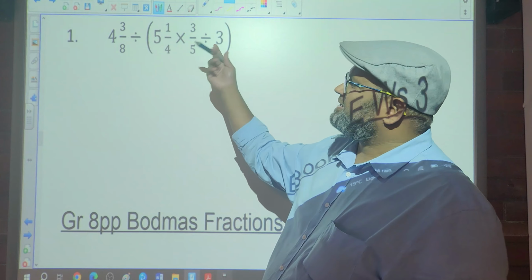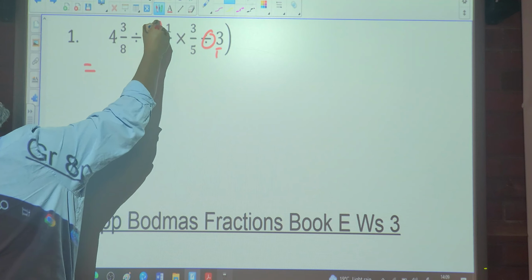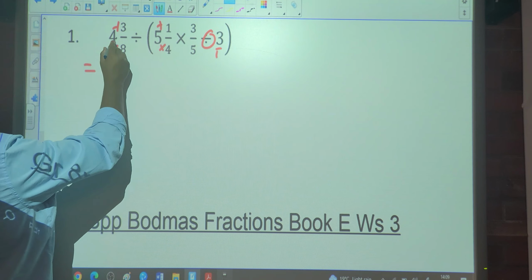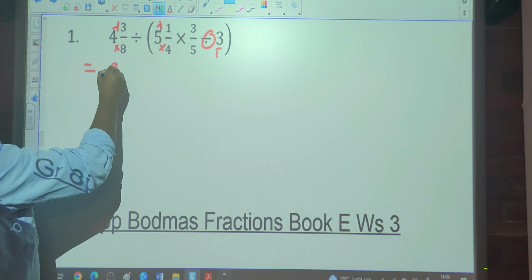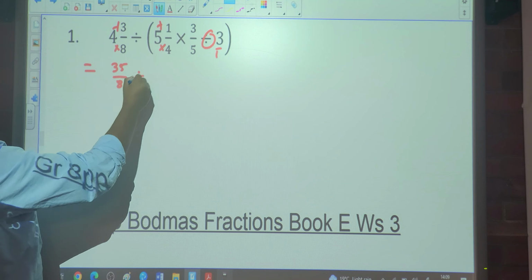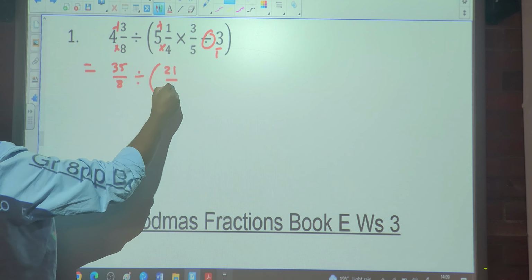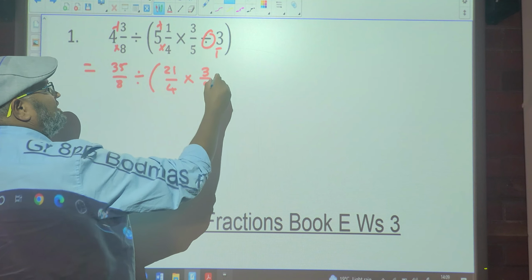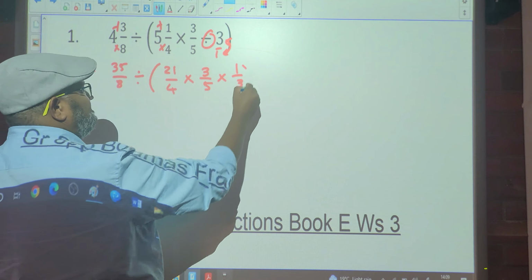So of course inside the brackets we'll change the division to multiplication, and we're also going to change the mixed fractions to improper fractions. So 8 multiplied by 4 is 32 plus 3 is 35 over 8, divided by 4 multiplied by 5 is 20 plus 1 is 21 over 4 multiplied by 3 over 5 multiplied by, and we take its reciprocal, 1 over 3.